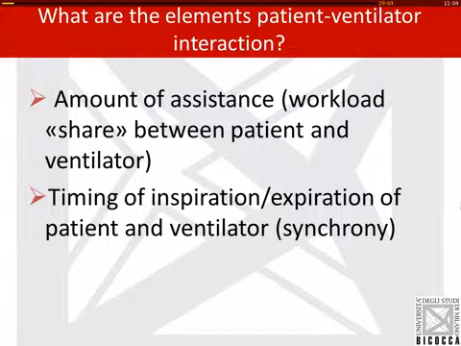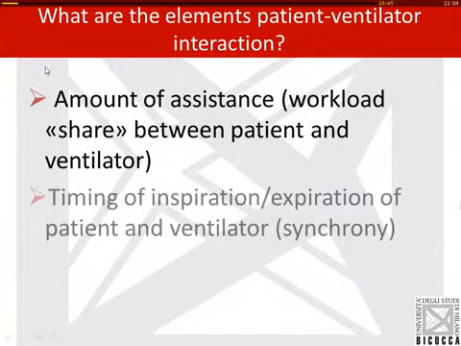So when we speak about patient-ventilator interaction, what do we speak about? For the sake of clarity, I hope I divided this talk into two main chapters. One is the amount of assistance that the ventilator is providing versus the amount of work that the patient is generating. So this is the first aspect. How much are we supporting our patient? How much are we allowing him to do his own work or her own work? The first topic has more to do with the amount of pressure.